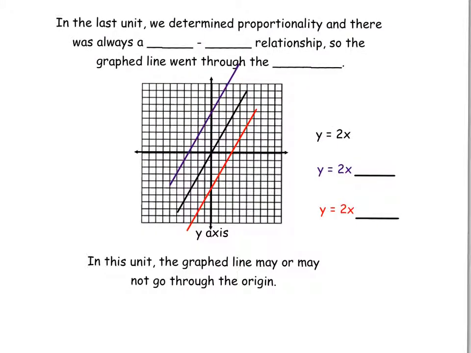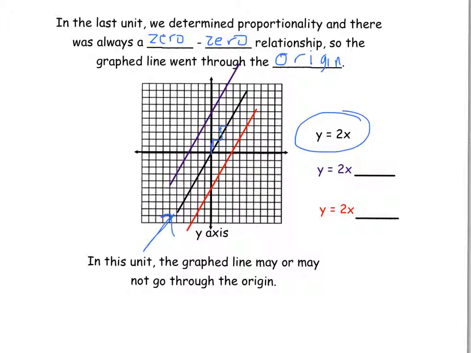All right. In the last unit, we determined proportionality, and in the last unit that we just finished, they were proportional if they had that 0, 0 relationship. So anytime we graphed, the line always went through that origin because of that 0, 0 relationship. So it's this line right here. It went through the origin, and we came up with the equation y equals 2x because our rate, we are going up 2 for every 1.